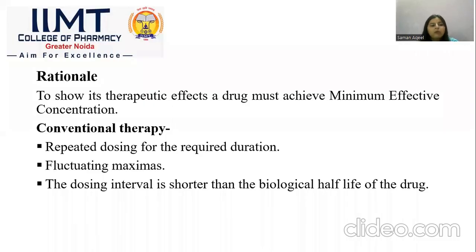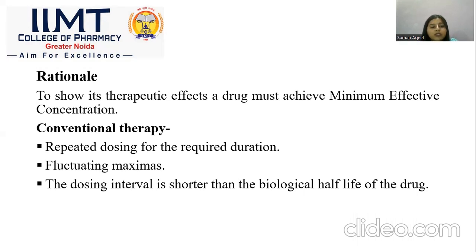After discussing the important synonyms, let's come to the rationale. Rationale means the reason for the selection or for designing the controlled drug delivery system. In the earlier time or traditional era, we had the conventional therapies. Conventional dosage form includes simple tablets or capsules having immediate drug release and shorter duration of action. To cope with this situation, we have designed the controlled drug delivery systems.